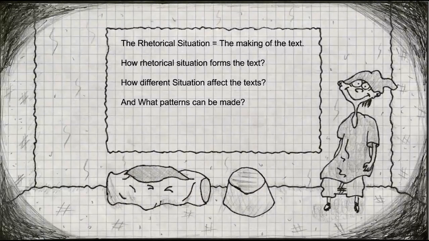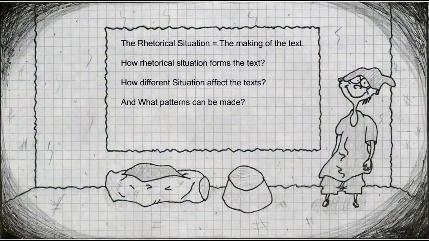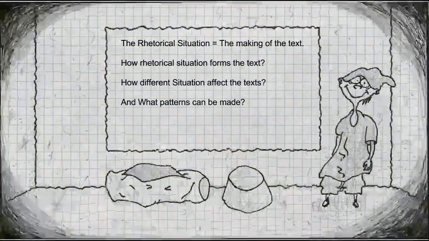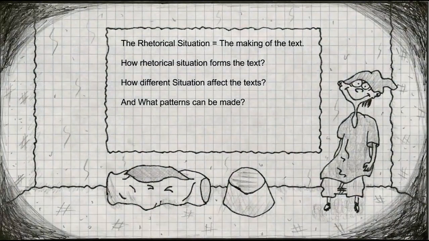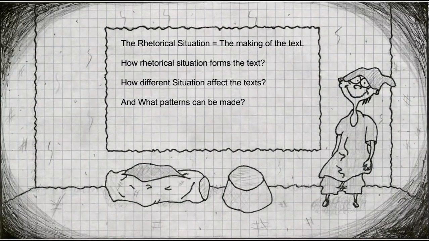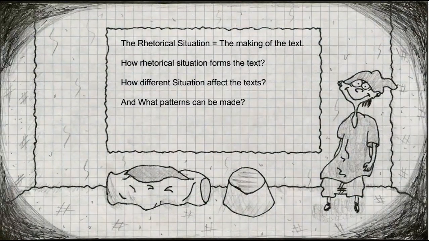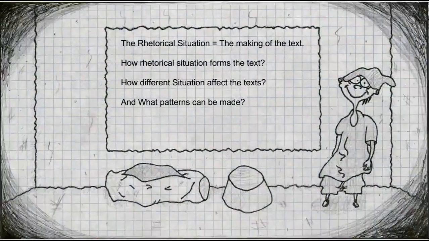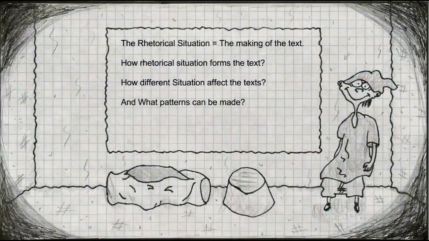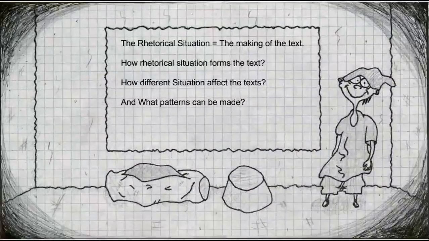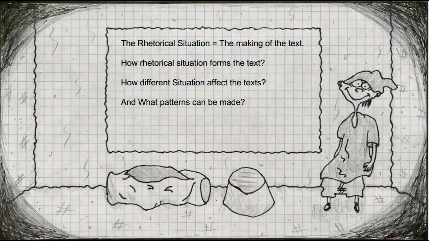So when it comes to rhetorical claims, there's the rhetorical situation. And that's, for the most part, what happens in the making of a text, what the writer is doing, the context of the situation, the exigence, and the motives. So it's the making of the text. By looking at these examples, we're going to be pointing out three types of ideas: how rhetorical situations form the text, how different situations affect the text, and what patterns can be made overall in the many claims, arguments, and talks within the pro-gun versus pro-gun regulation debate that we currently have going on.